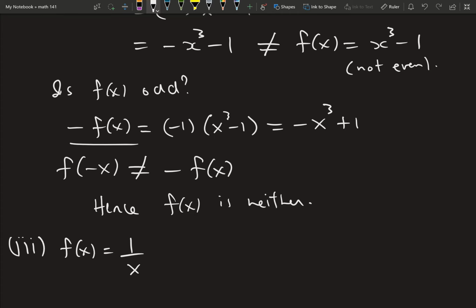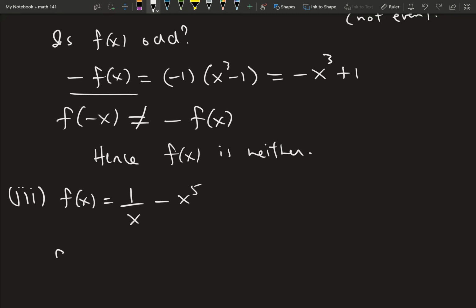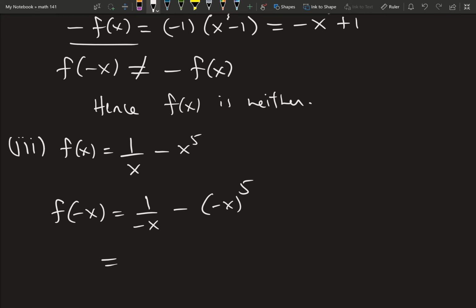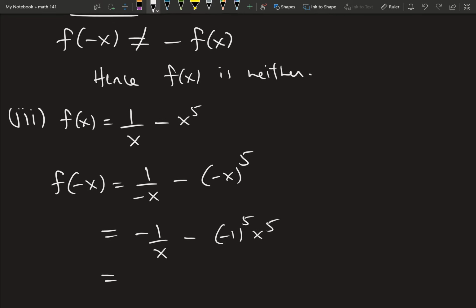So the last one we had was 1 over x minus x to the fifth. What is f of negative x? Well, this is 1 over negative x minus negative x to the fifth. This is negative 1 over x minus negative 1 to the fifth, x to the fifth. There's 5 negatives here and another negative, so overall we're going to end up with a plus x to the fifth.